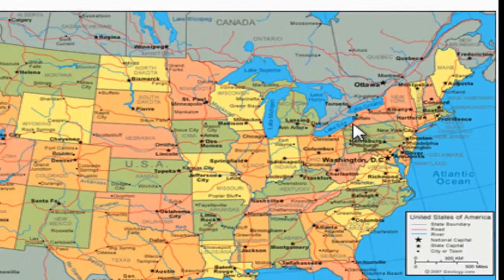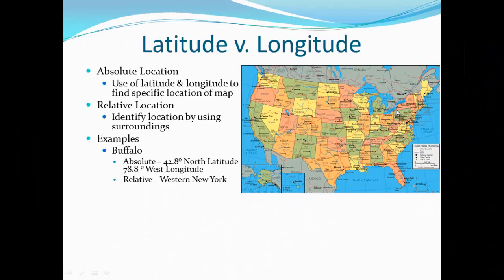If I was to give you the relative location of Buffalo, I would say in western New York. So if you would look at the state of New York and identify the city of Buffalo, you would notice that it's in the western portion of New York. So western New York. Let's go to the other end of the state, New York City. The absolute location is 40.7 degrees north latitude, 74 degrees west longitude. So how would we do the relative location for New York City?